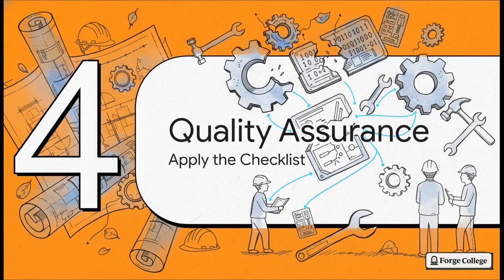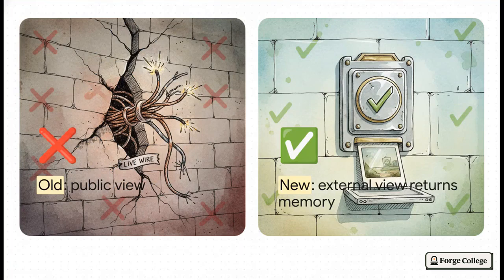Moving to part 4, quality assurance exercise. Time to get our hands dirty. Let's do a little quality assurance by applying our new blueprints to some of those broken functions from the previous lesson. Take a look at this first example.